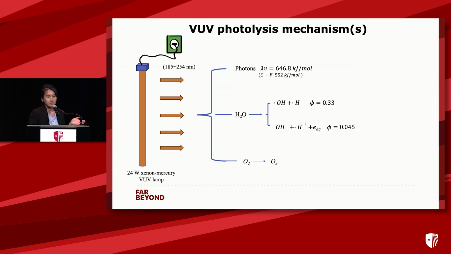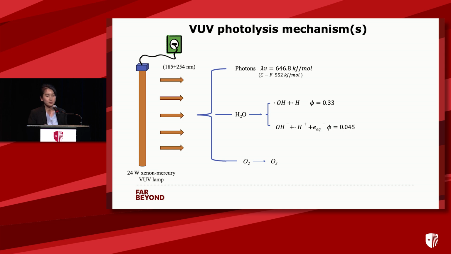We wanted to understand the previous observations by looking into the vacuum UV photolysis mechanisms. We know that upon light irradiation, it generates high energy photons, as well as breaking down the water into hydroxyl radicals and hydrated electrons. It also reacts with oxygen to generate ozone.